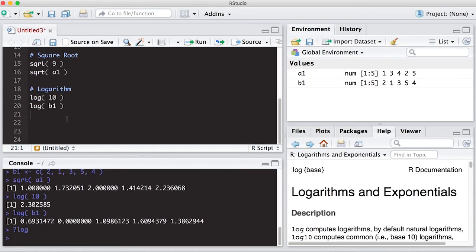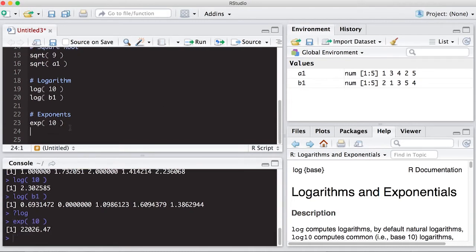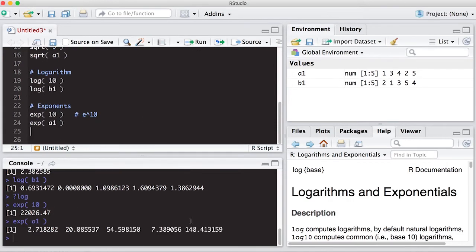I'm going to move on and we're going to use EXP, so exponentiation or the anti-log. Exponents, because I can't type. So EXP. If we put in exp of 10, and we run this, you can see it gives us e to the 10. We put in the comment here, e to the 10, but R doesn't know what e is, so we use exp as the function. And you can apply this to any vector as well.